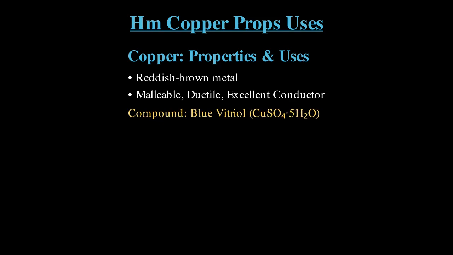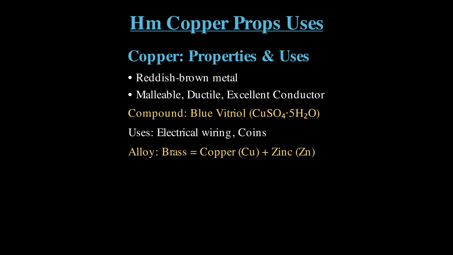Its main uses are in electroplating and as a fungicide. The major uses of copper itself include electrical wiring and making coins. It's also crucial for making alloys. Remember, brass is copper plus zinc, and bronze is copper plus tin.